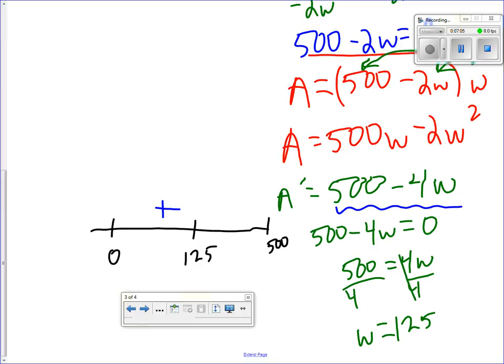And then I'm going to pick a number between 125 and 500. I want to try to be as simple as possible. So how about 200? So 500 minus 4 times 200, that's 500 minus 800, is negative. And so I'm thinking, well, at 125, my first derivative changes from positive to negative, that means I have a maximum. So my maximum occurs when the width is 125.